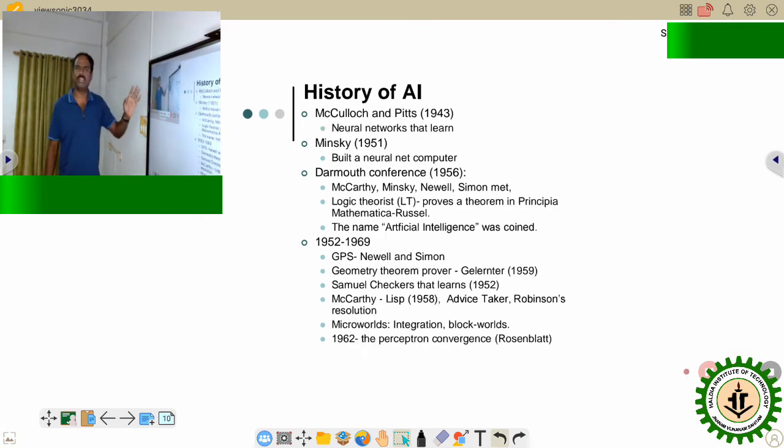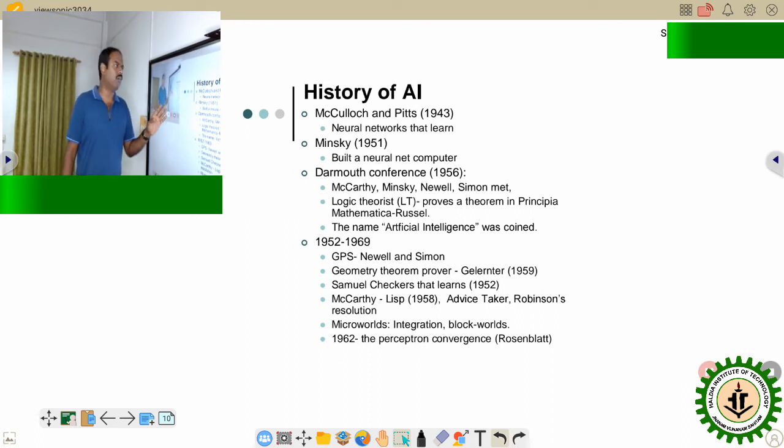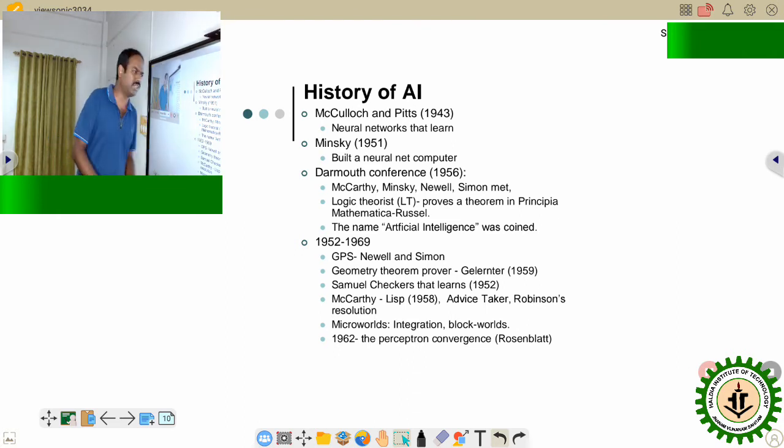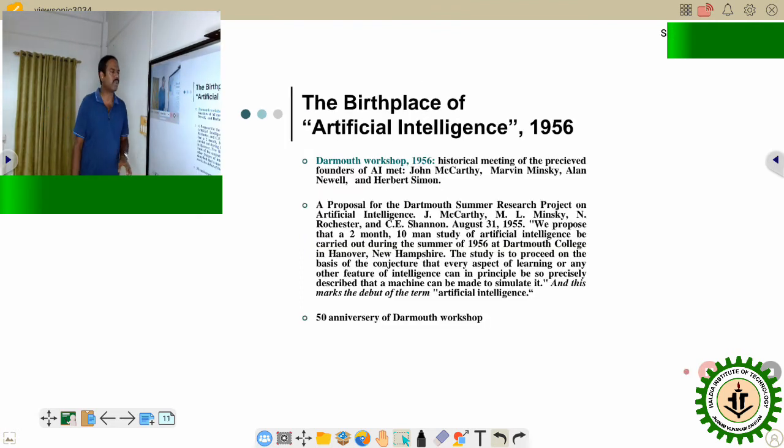Now, this is the history of AI. There is nothing more to say about the history. You can see how the neural network was learned, then a neural net computer was built, and the logic theorists have done something. In this era, 52 to 69, GPS, geometrical theorem, Samuel's checkers, McCarthy's resolution, microworlds. There are a few things they had already introduced. And in 1956, the Dartmouth workshop was held. Now we are celebrating basically the 50th anniversary. Obviously the 50th anniversary is already past; here we are going towards the 75th.